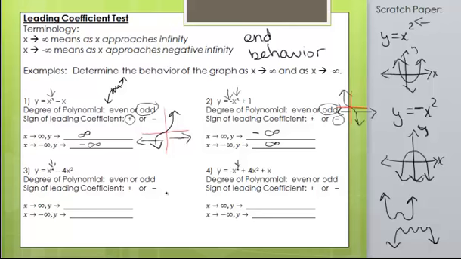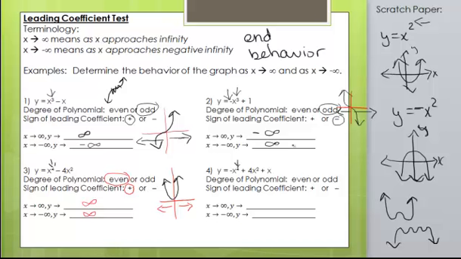Alright? So look at number 3. We know that it's even, so we know that the general shape is like this. Of course we have crazy stuff in the middle. Let's not worry too much about that just yet. So we know that it's an even polynomial. The sign of the leading coefficient is positive. As x is getting bigger, what is y doing? y is getting bigger. As x is getting smaller, what is y doing? y is getting bigger. Okay?